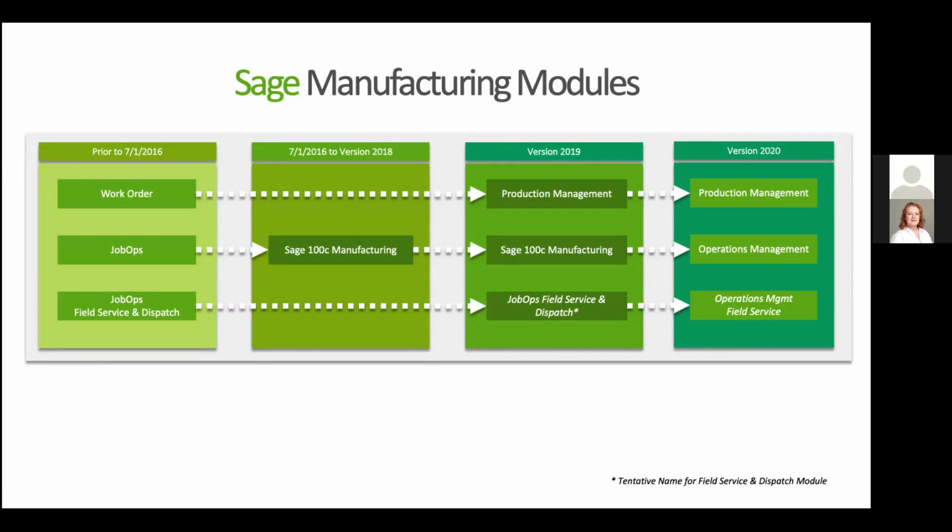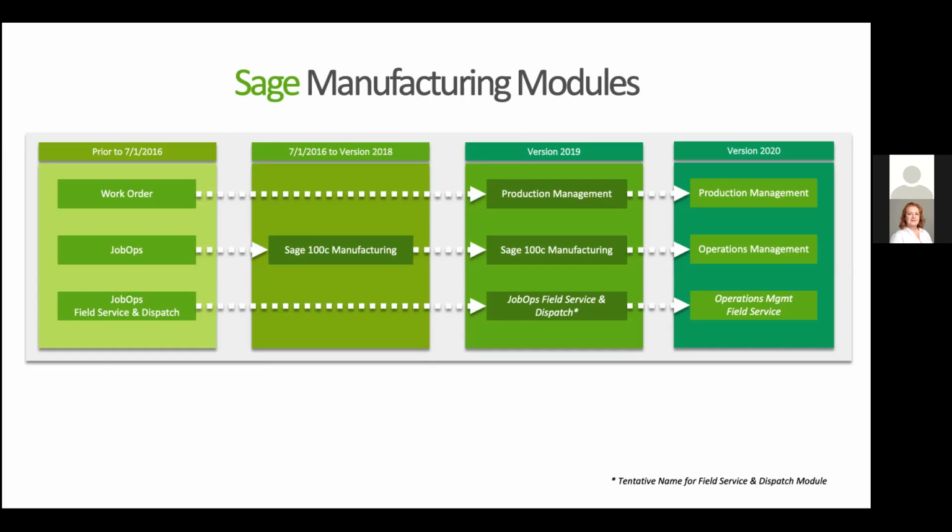So pre-2016, right? Legacy software. You had your work order module, you had JobOps, and you had your field service and dispatch, right? Your work order module was your make to stock, step-based manufacturing. Your JobOps was your make to order, capacity and scheduling based manufacturing. In 2018, JobOps was renamed to Sage 100C manufacturing. Okay, nothing else changed. Work order is the same. Field service and dispatch was the same.